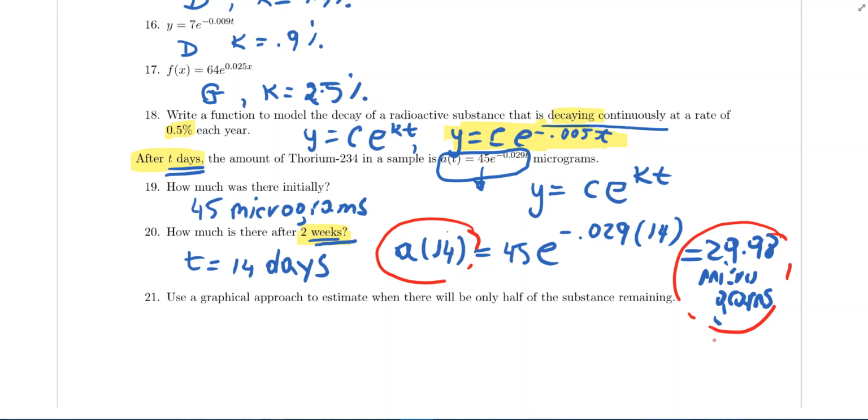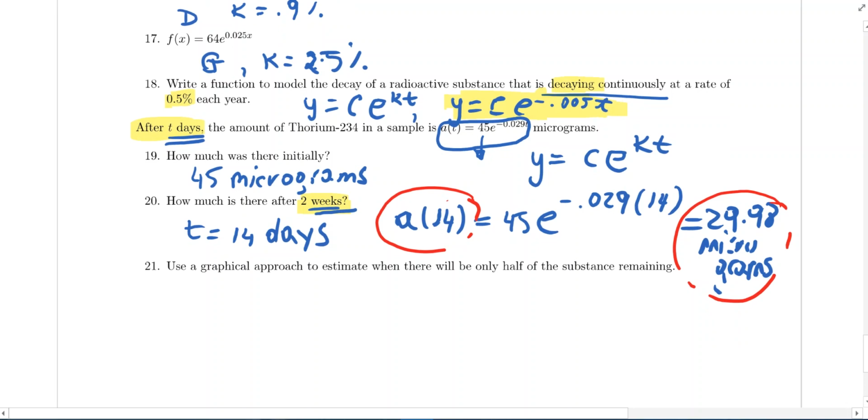But now this type of question might arise. What if we want to find out when there will be only half of the substance remaining? So let's think about this. What is this asking us? This is the formula we have. A of t, the amount after time t, is, I start with 45 times e to the negative 0.029 times t.